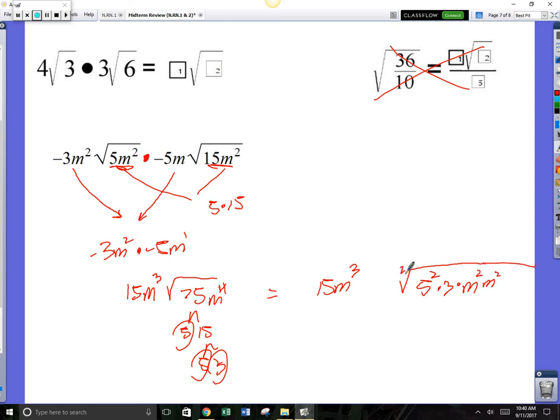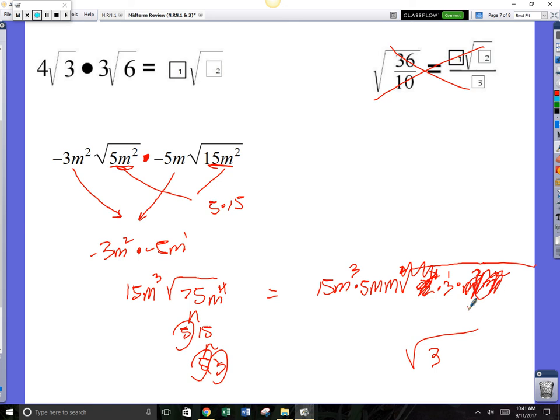And since it's a square root, I want to kind of see things in squares. So this square root undoes that square. So that means 5 comes out. It's gone. 3, I just got one of them, so it's kind of left over. So it stays. But this square root's going to undo both these squares. So m is out, m is out. So everything is out except for that 3.